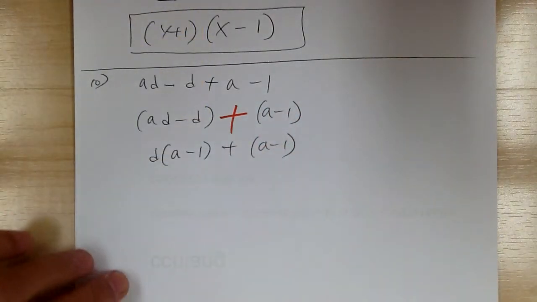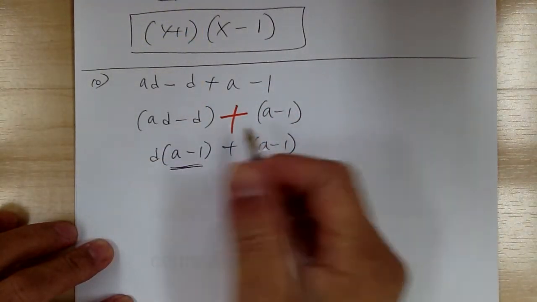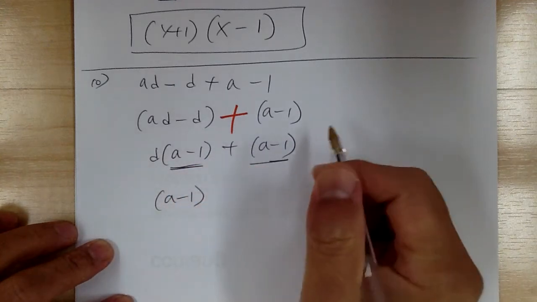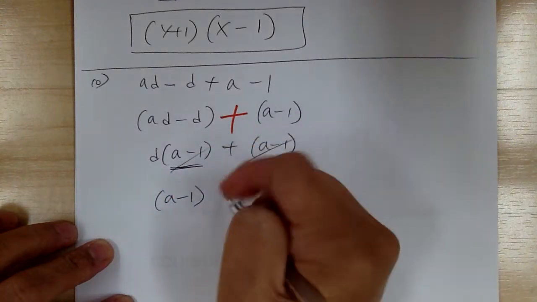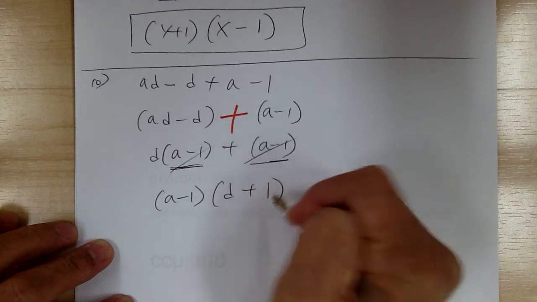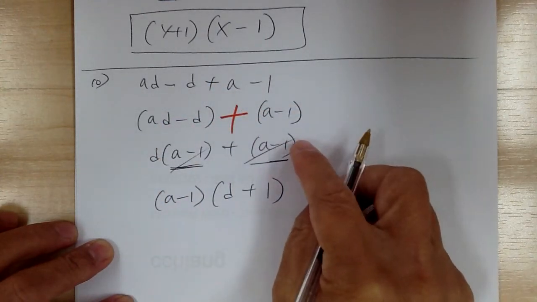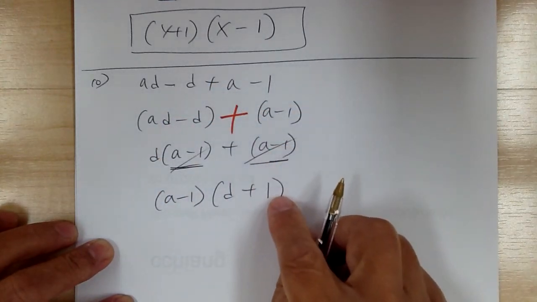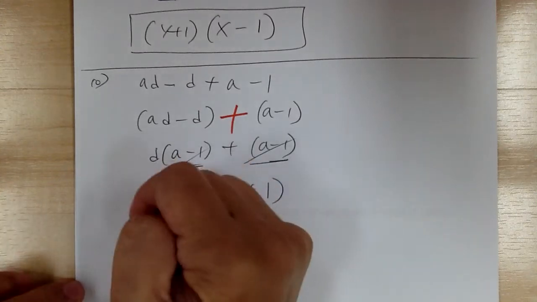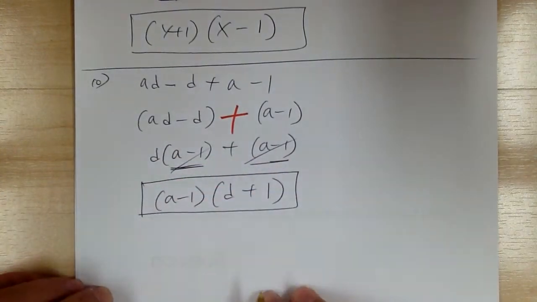Okay? And over here, again, you got A minus 1, so you can factor out the A minus 1. So when you factor it, it's gone. So you're going to get D plus 1. Again, when you factor everything, it means you divide by itself, so you're going to get 1. Okay, so make sure you have this part right over here. Okay, let's go to the next one.